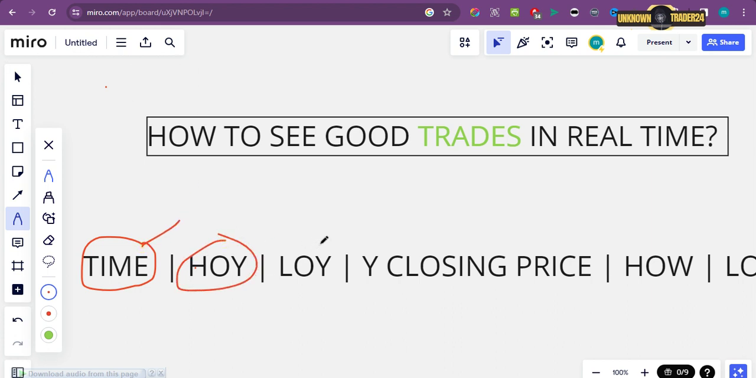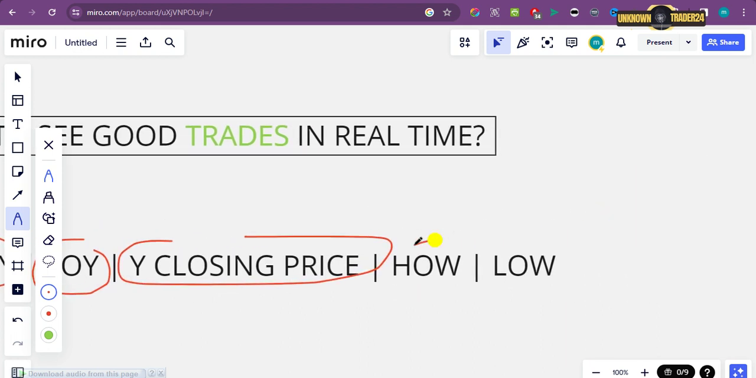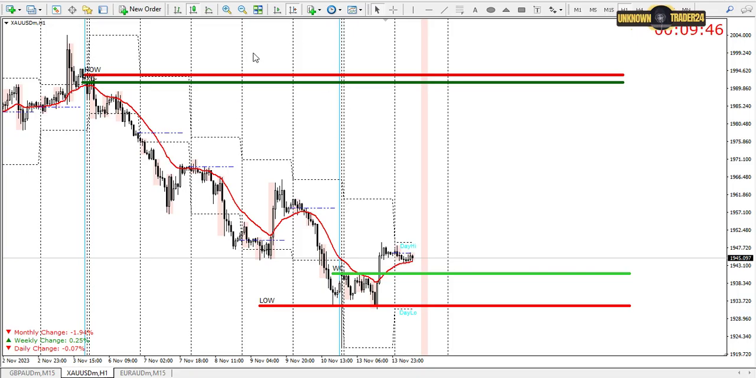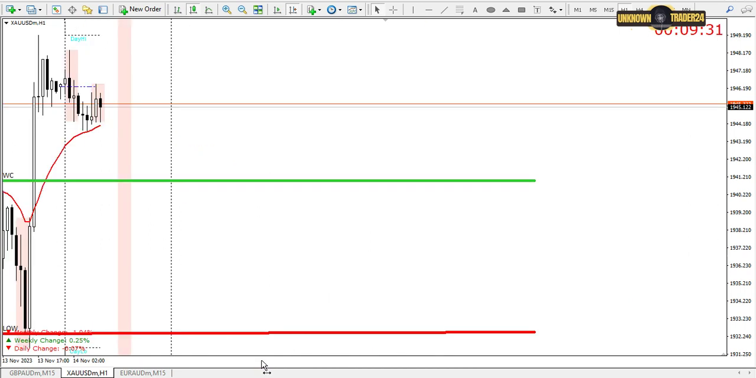The high of yesterday is important, the low of yesterday is important, yesterday's closing price is important, the high of the week is important, and the low of the week is important. So we will be looking at all these things in real charts. Let's just jump into the charts quite quickly. I'm going to keep this one short because I've already made a lot of videos on this topic, so you can go and watch those 2 that I've just shown you.